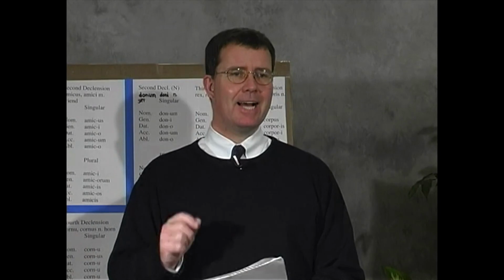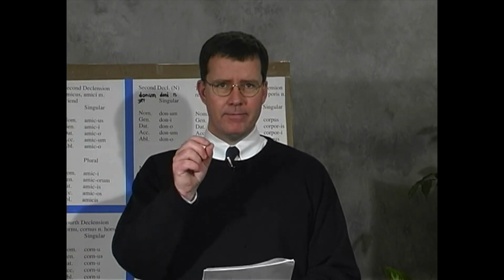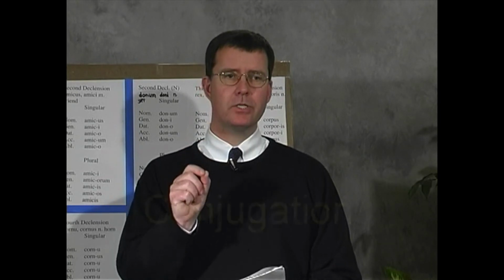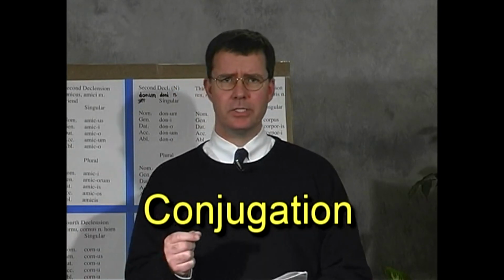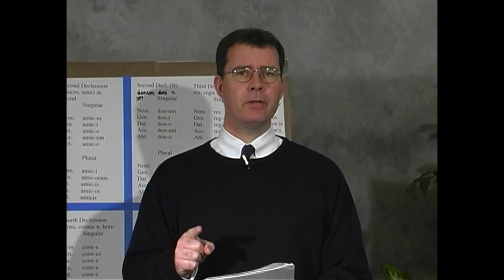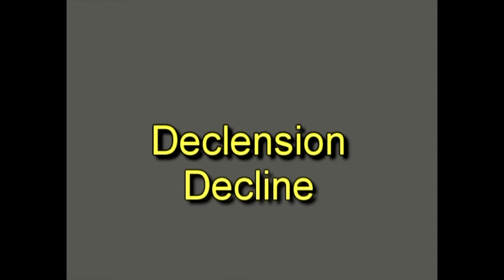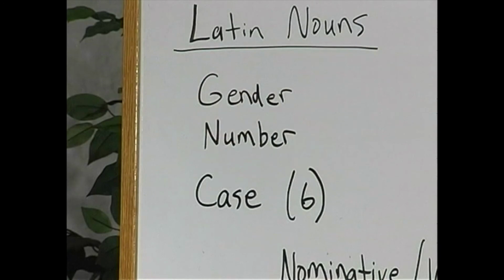Latin is a highly inflected language. And when we inflect a verb, that is called conjugation, which we've been doing in the previous sessions for the Latin verb system. When we inflect a noun, that is called declension. And the verb is to decline. Inflections of Latin nouns indicate these characteristics: gender, number, and case.